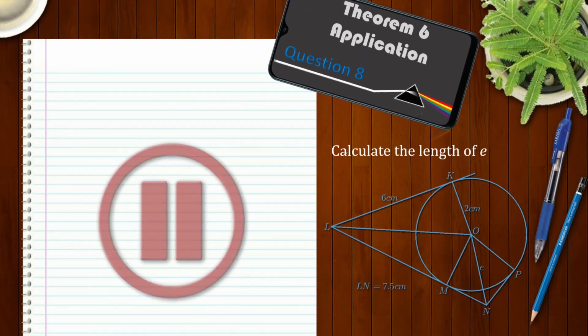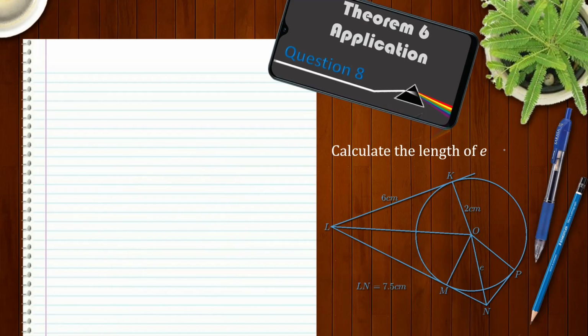Now for question 8, calculate the length of e. So e is over here. Now, how do we do that? So basically, what do we need to calculate e? If e is in this triangle OMN, and we know this is a right angle triangle because the line LN is tangent and OM at that same point is the radius, so they form a 90-degree angle. Now, if we can have OM, that length, and we can have MN, then we can use Pythagoras to solve for e. So OM is pretty simple because that's the radius, and we can see the radius here is 2, so this is also going to be 2.